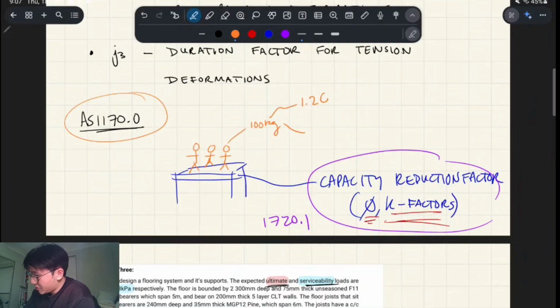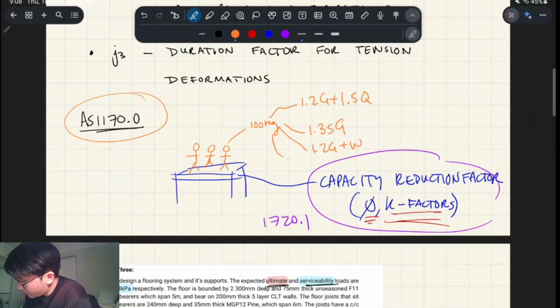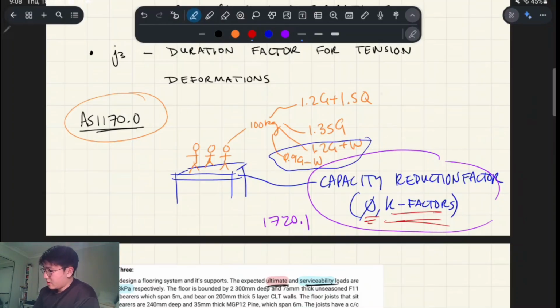There are a couple for strength design. We have 1.2 G plus 1.5 Q. We have 1.35 G. We have 1.2 G plus W, which is downwards wind. We have 0.9 G minus W. Those bottom two are wind cases, which we'll probably talk about a bit later in this term, but the other ones you've probably seen more commonly in concrete and steel. So firstly, what's G and what's Q? G are dead loads and Q are live loads.